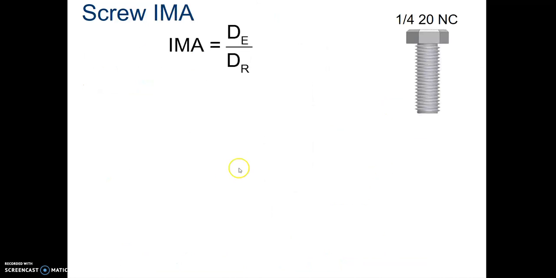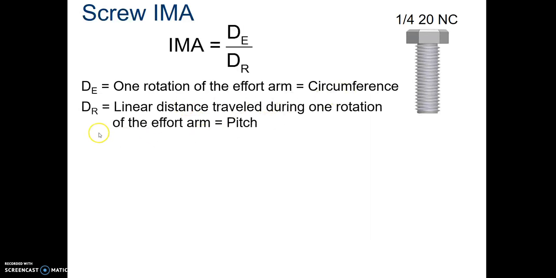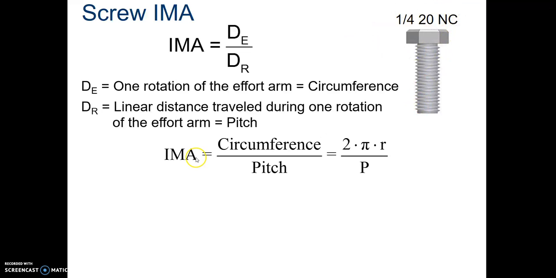So what is IMA? IMA is distance effort over distance resistance. Effort is the rotation of the arm or the wrench that you're using, so that's their circumference. The resistance is the pitch, how far it's actually going to travel in that rotation. So your effort, input, output. The IMA is the circumference of that wrench that you're going to use, 2 pi r, over the pitch itself.